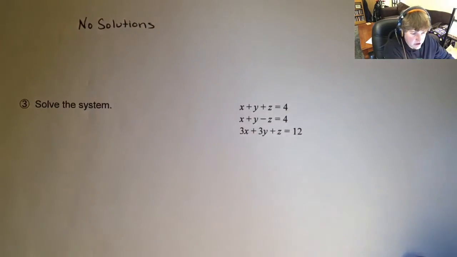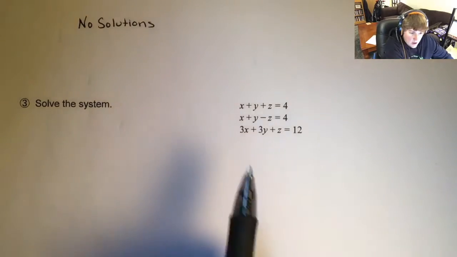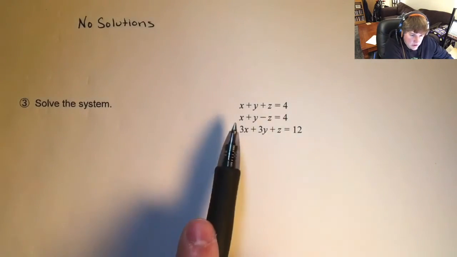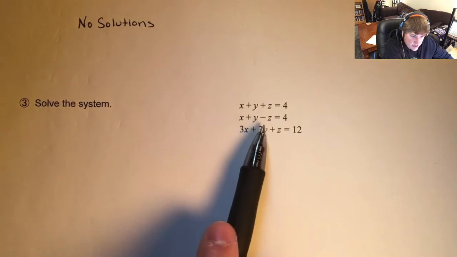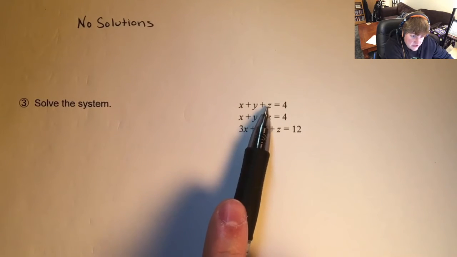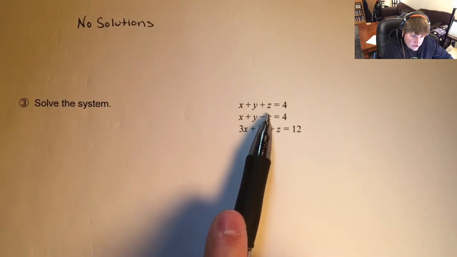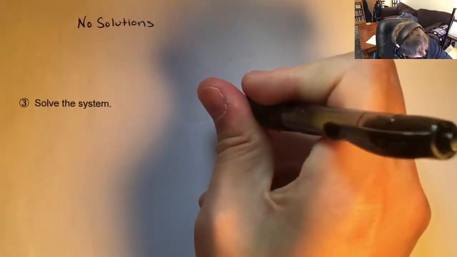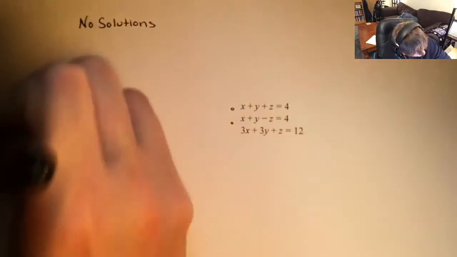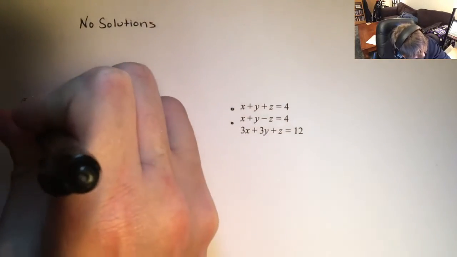So the next one here, I can kind of do the same thing. You know, I'm just looking, trying to create opposites here. Well, actually, look at the z's, right? We have z here and -z here. Those are already opposites. And actually, same thing here. So let's just pick the first two again. And let's eliminate z's.